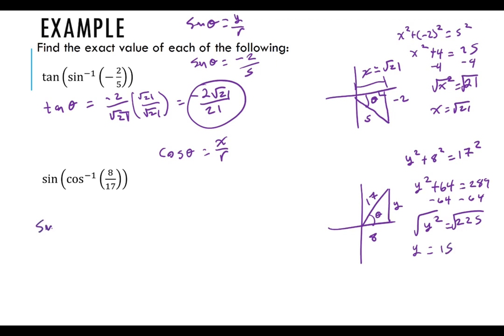Then I want to know what is the sine of this theta that we have just marked. And so that's really going to be, remember that sine is y divided by r, and so that's going to be 15 over 17, and that's our sine of theta, or specifically the sine of cosine inverse of 8/17.